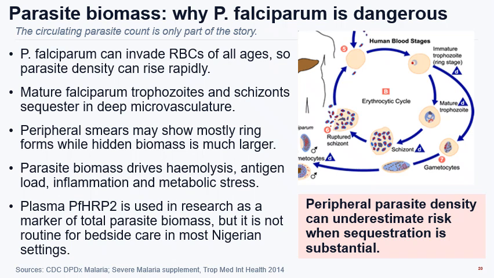Plasma Falciparum histidine-rich protein 2 can estimate total biomass in a research setting, but it is not a routine bedside test in most Nigerian hospitals. The examination point is simple. A normal or modest peripheral parasite count does not always mean mild disease, especially when the clinical picture suggests extensive sequestration and the symptomatology also supports so.